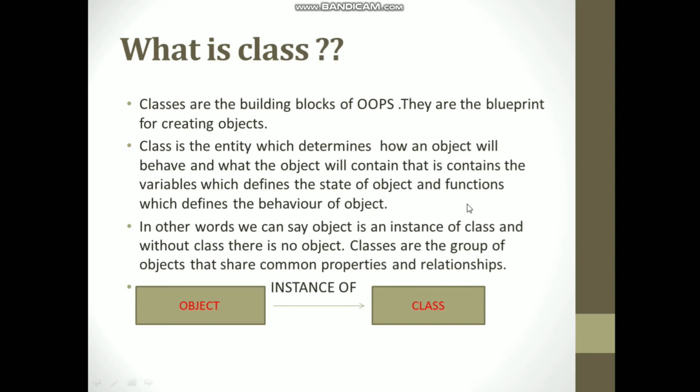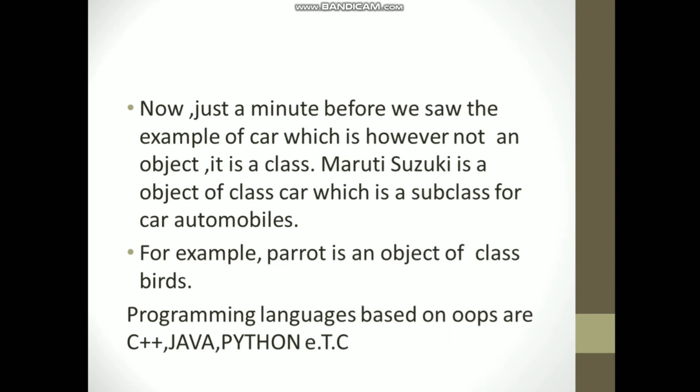Now classes are the group of objects that share common properties and relationships. An object is the instance of a class. Now we just saw the example of a car, which is however not an object, it is a class. Why is it a class? Because Maruti Suzuki is the object of class car, and class car is also a subclass of automobiles, where automobiles is a subclass of the class vehicles. So everything can be represented as an object and class in the object oriented programming structure. Now parrot is an object of class birds.